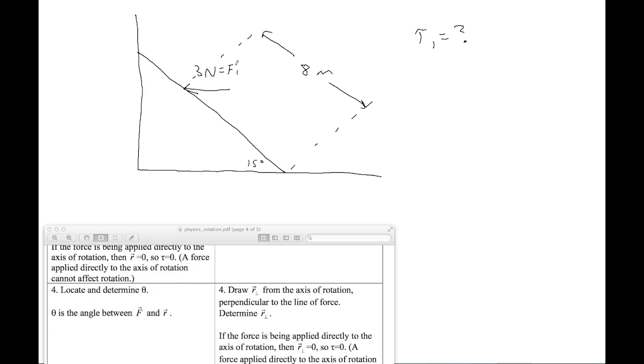All right, so here's force 1, 3 newtons to the left. Try to figure out the torque from force 1.